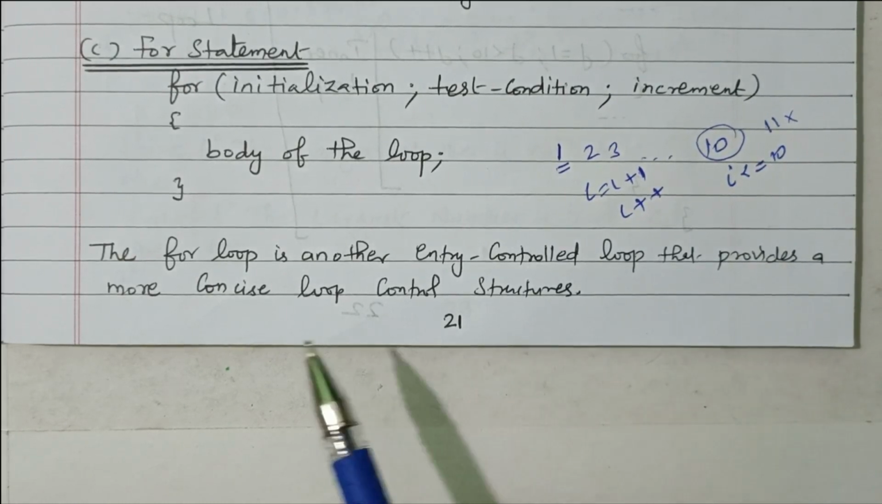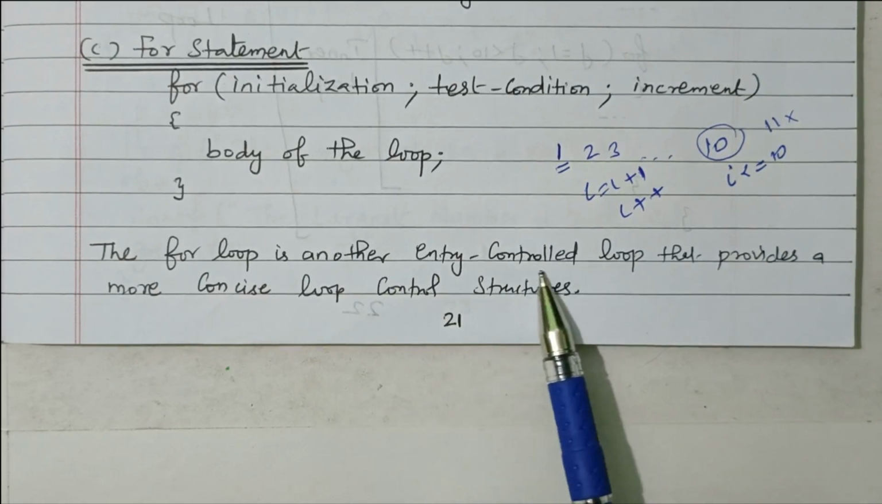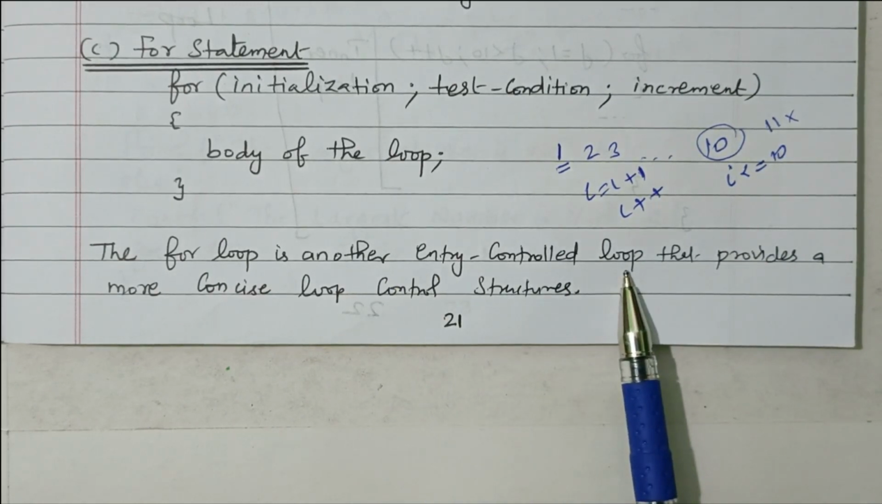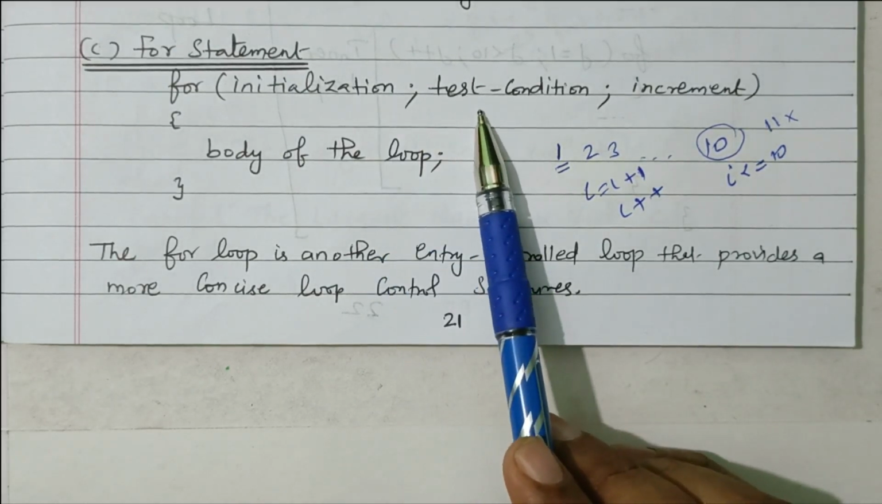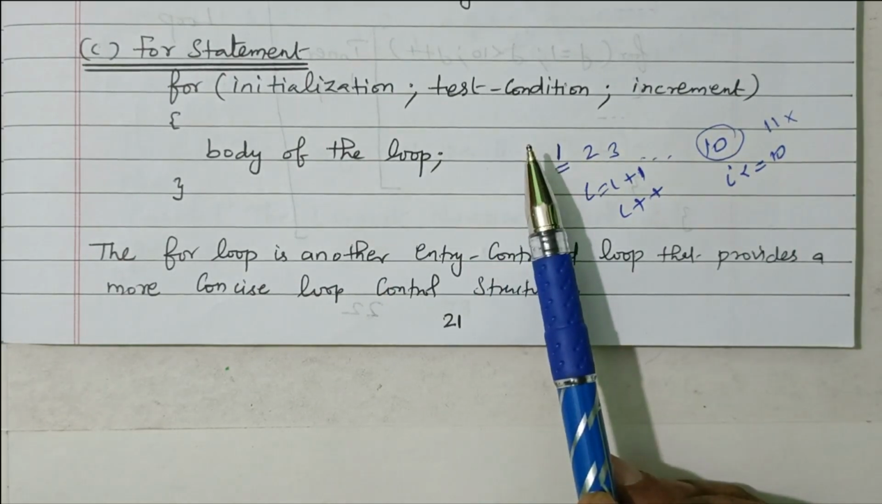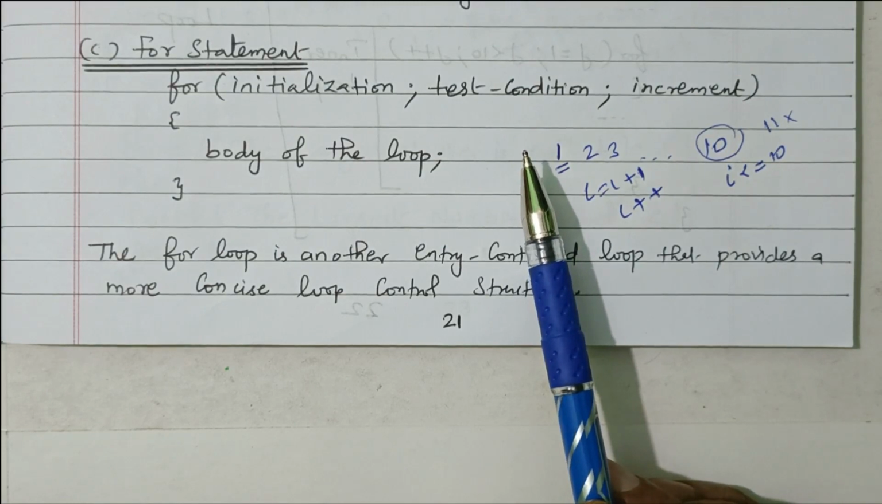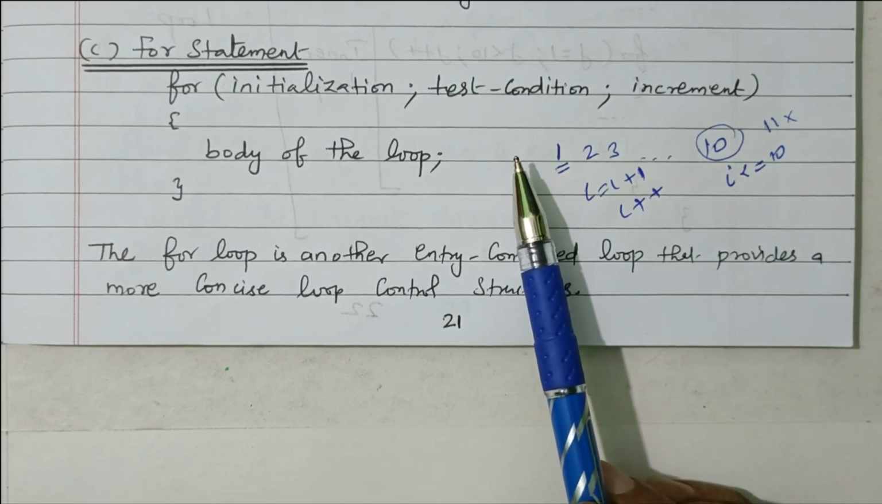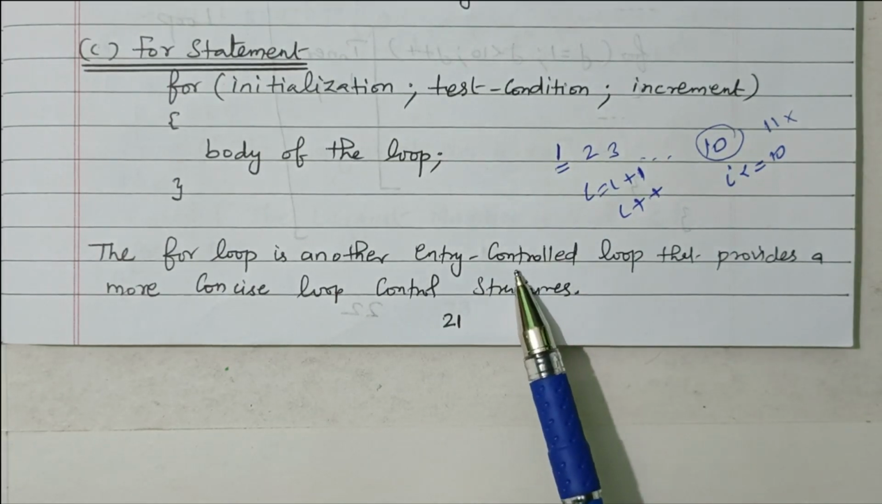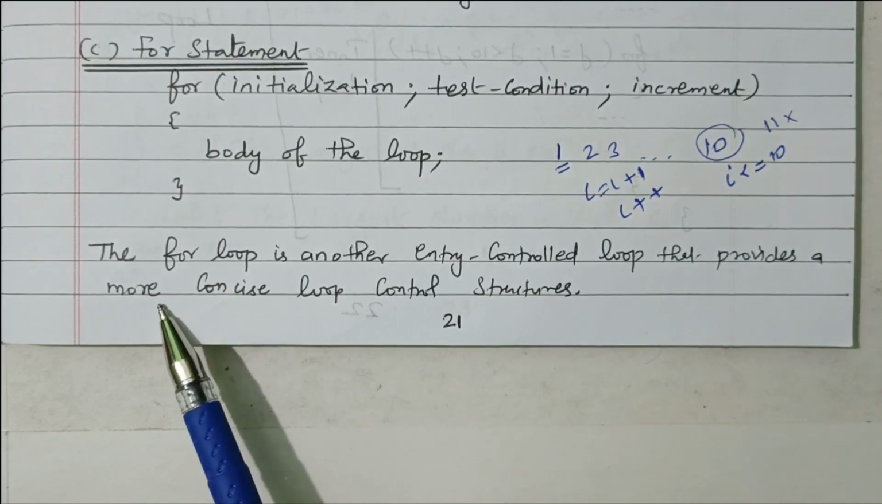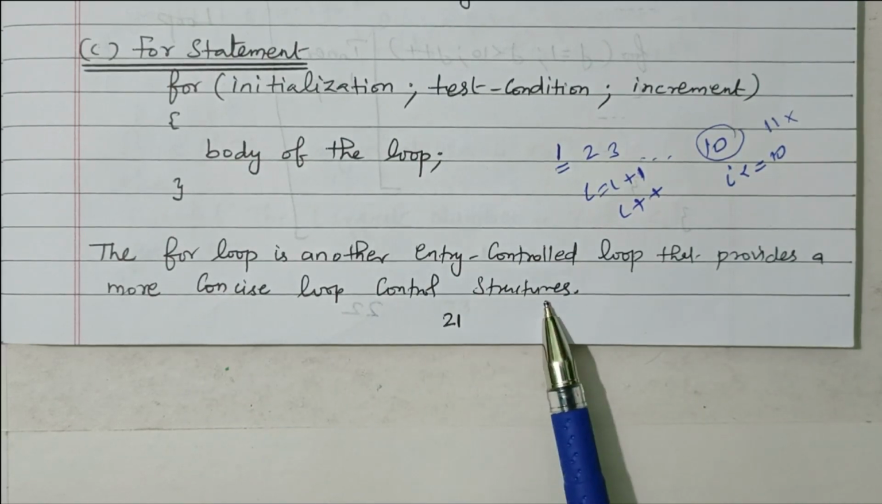So the for loop is an entry controlled loop. The while loop is also an entry controlled loop. At the entry level, it will check the condition. Here also at the entry level, we are checking the condition. An exit level statement is also available, that is the do statement. The meaning of do is: without checking anything, do the operation. After doing, it will check the condition. So that is an exit controlled loop, and this is the entry controlled loop. That provides a more concise loop control structure.